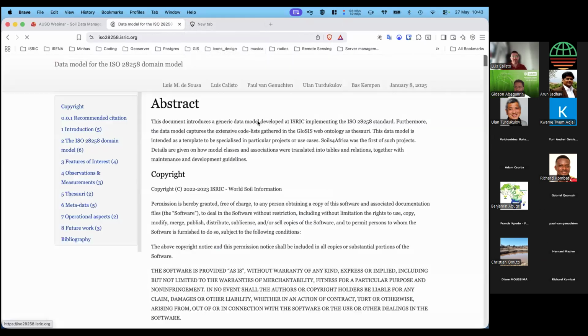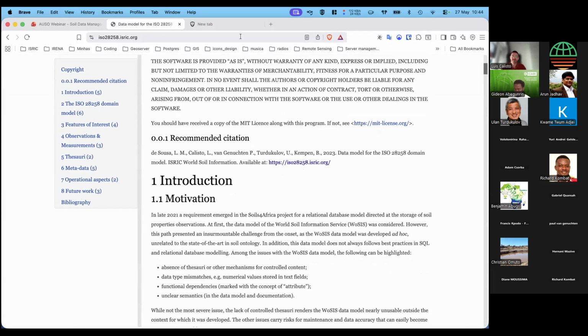And if you want to know more about ISO, you can also follow this ISO28258.isric.org. We also described how we implemented it, and here you have the implementation and the documentation about the ISO.